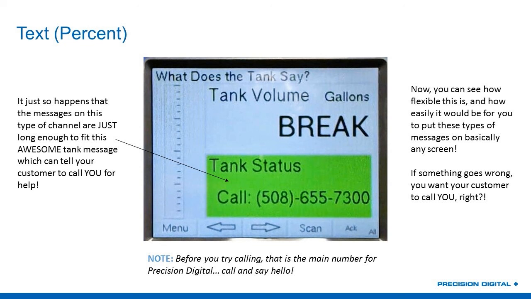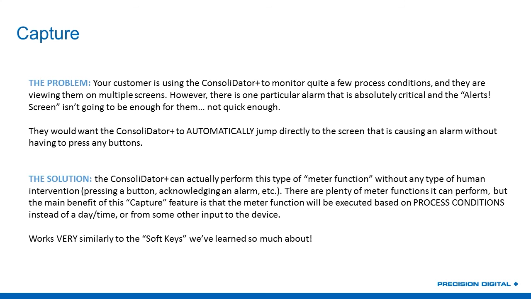Alrighty, so we have one more feature to go over, and I only have 1 minute left, so I'm probably going to go over a few minutes here, so please forgive me. This one's going to be really quick, though, nothing too major. So this is what we call the capture feature. And so we've gone over the different function keys, or soft keys as I like to call them, and how they can perform meter functions. You can do it with a digital input. Last week we looked at scheduling, where you can schedule meter functions based on time and day. Well, this does this exact same thing, but it's based on process conditions.